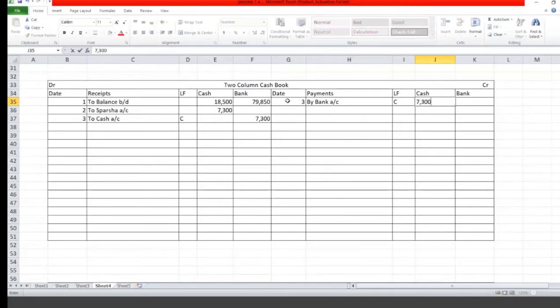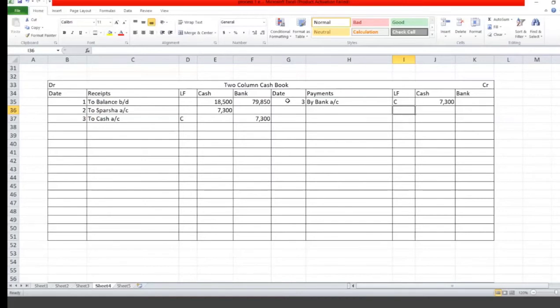I repeat again. We received the check, but we didn't deposit it into the bank immediately. So whenever you receive a check but don't deposit it immediately, first enter it in the cash column, and after that you are going to deposit it. When you are depositing it, the contra entry will occur. For whom it is received, for bank it is receipt. Write down in the bank column on the debit side or receipt side 7,300. For whom it is payment, for cash it is payment, payment side cash column 7,300.